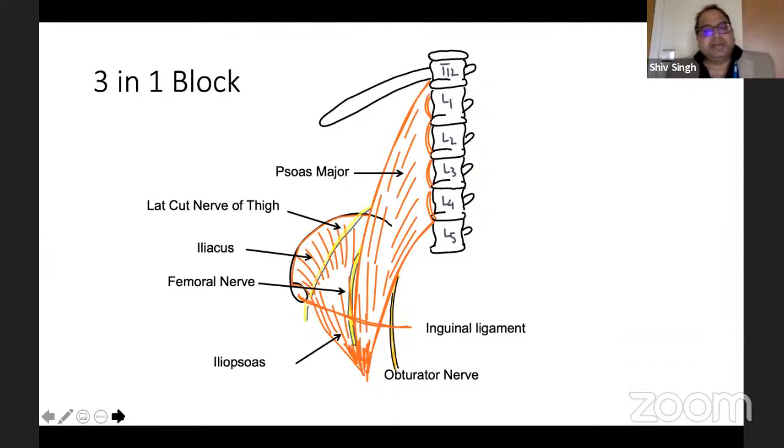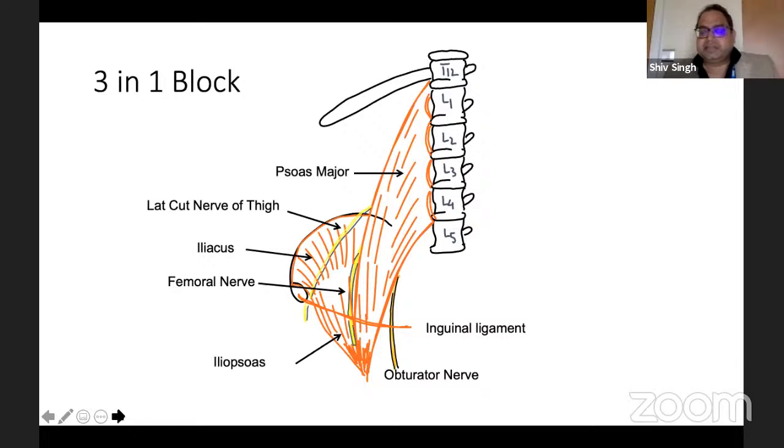Now, what is a 3-in-1 block? 3-in-1 block is basically a high volume block where you stimulate the femoral nerve and assume that the large volume will spread proximally. And this is also known as the perivascular approach to the lumbar plexus. And if you can see, the femoral nerve lies on the lateral side of the iliopsoas. The lateral cutaneous nerve of the thigh comes out of the psoas sheath midway through and lies between the fascia lata and fascia iliaca, whereas your femoral nerve carries on below the fascia iliaca. Obturator nerve lies on the medial side.